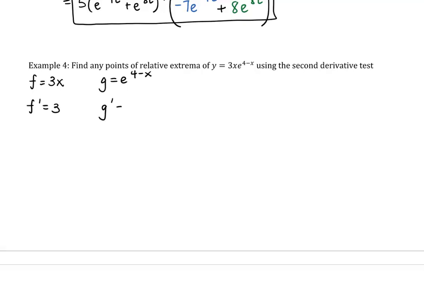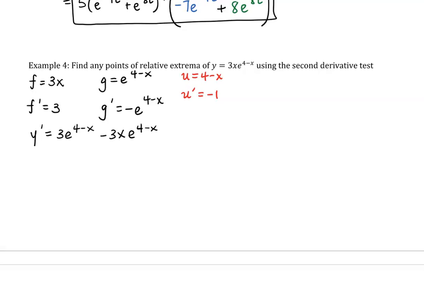And for g prime, to take this derivative, we will be using the same rule we have at the top of this note sheet. Our u is 4 minus x. That's everything that's in the exponent of e. And our u prime is a negative 1. So g prime, this derivative is u prime, which is negative 1, e to the u. So that is e to the 4 minus x. And that is negative in the front because of the u prime. We are using the product rule here. So our y prime, our first derivative, is f prime g plus g prime f, but g prime is negative, so it will be minus 3x e to the 4 minus x.